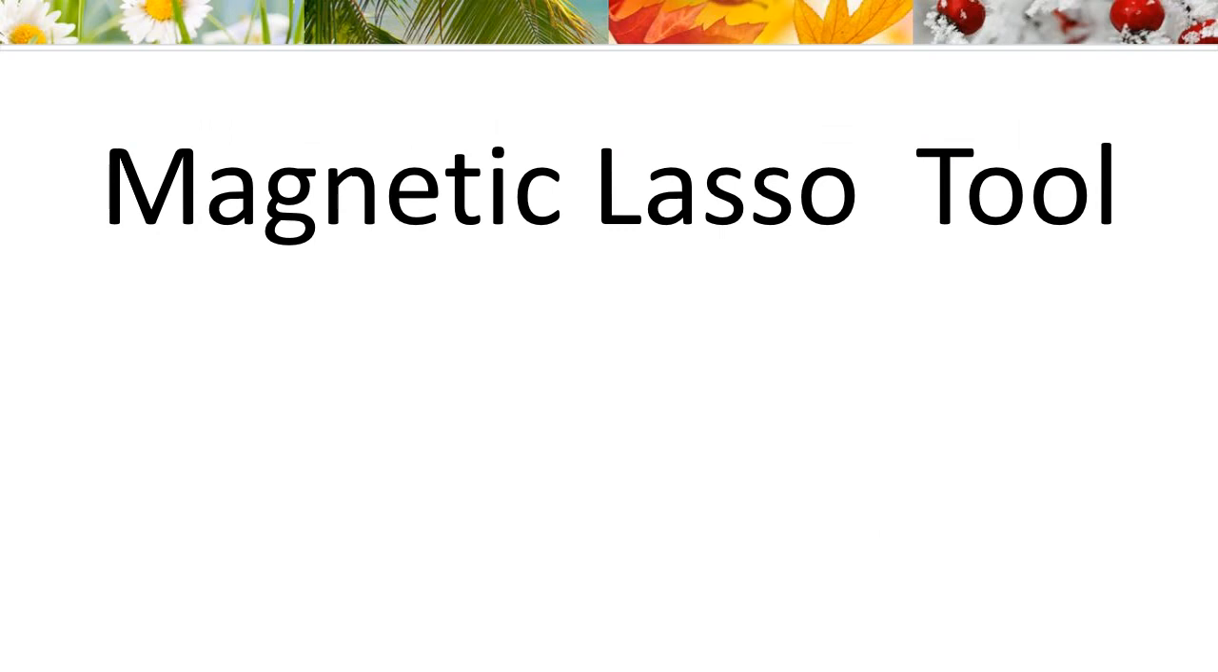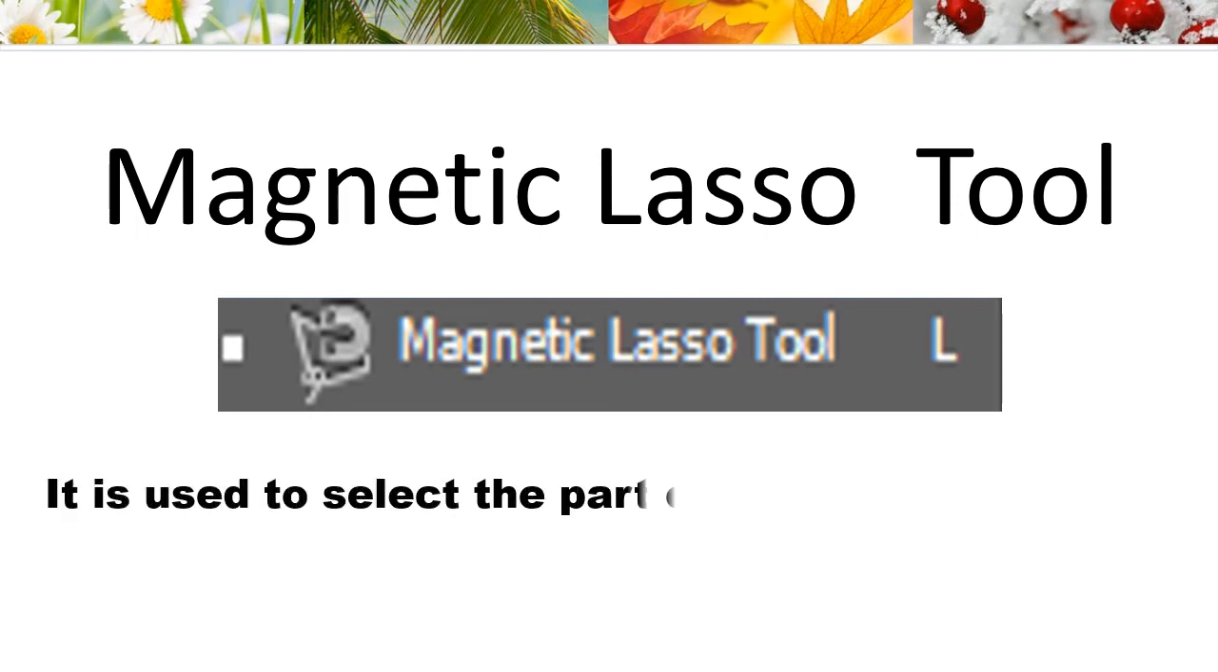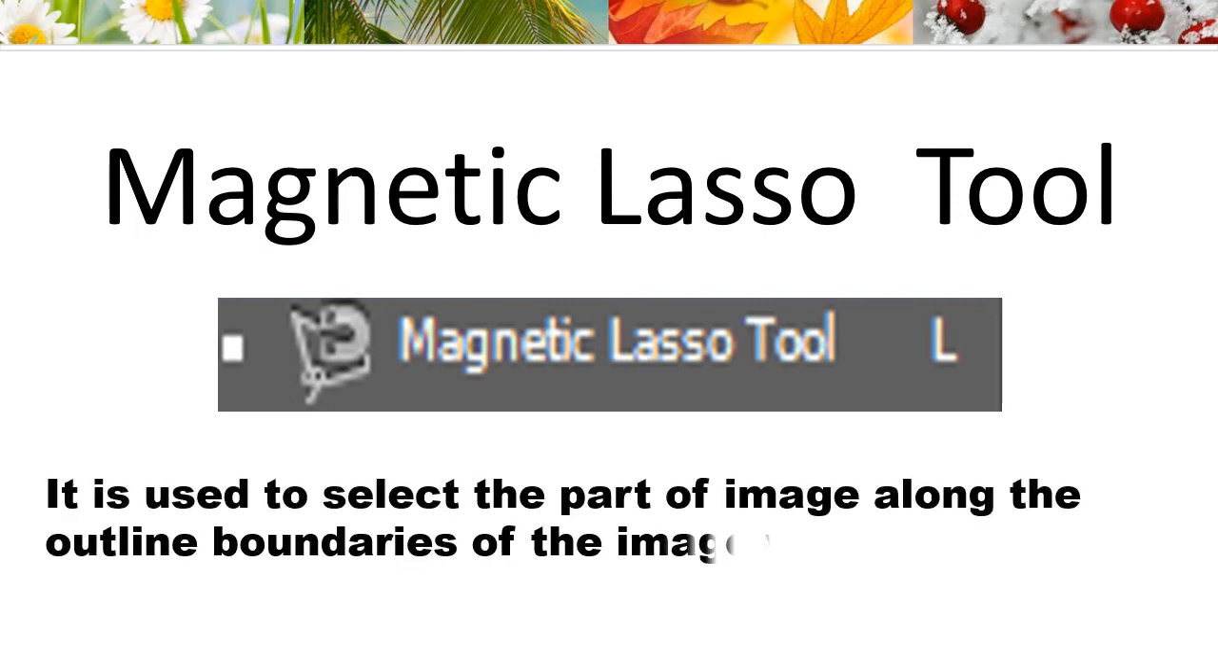Magnetic Lasso Tool. This is the third type of Lasso Tool used to select the images. It is used to select the part of image along the outline boundaries of the image with curved lines. Earlier we were using it for straight lines, and here it will be for curved lines. Now let's see what the steps will be.